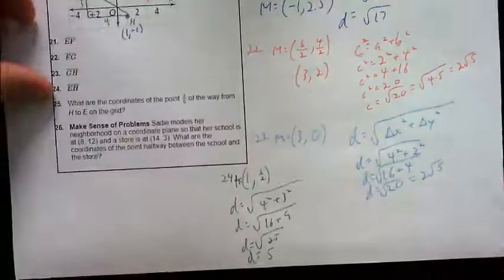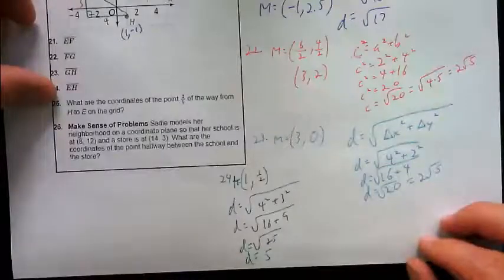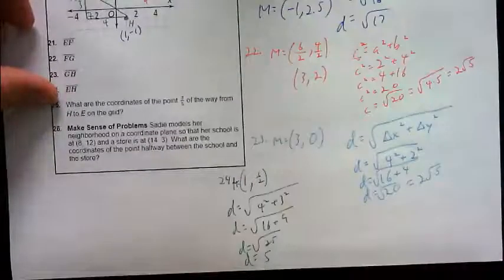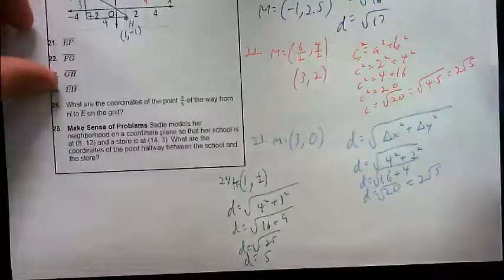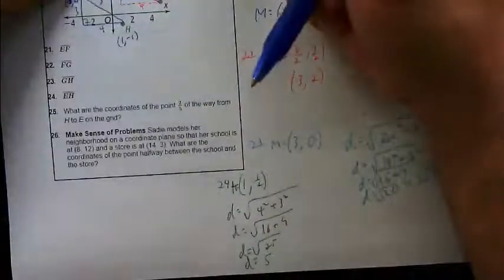Now, 25. What are the coordinates of the point 2/5 of the way from H to E? Well, you have to take the, what is H? H and E. So from H to E. So we're going from here to here. First, you got to take the distance of each of the parts separately. So the 4 and the 3. We have to do 2/5 of it. And then whatever we get for that, add it back to the coordinates of H.